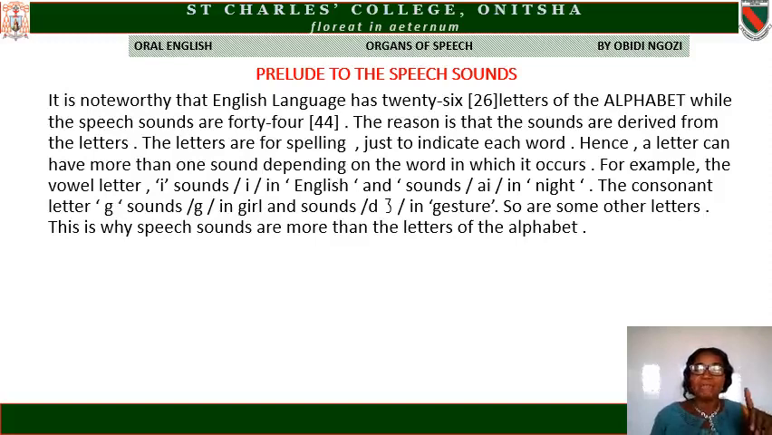For example, the vowel letter I sounds one way in some words and another way in night. The same vowel letter I, having two sounds. You see why sounds are more than letters. The consonant letter G sounds G in girl and sounds J in gesture. So are some other letters. This is why speech sounds are more than the letters of the alphabet. Take note of that.